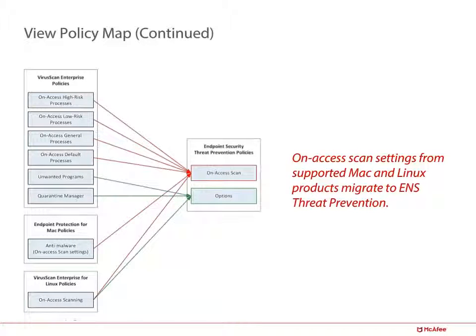More VirusScan policy mappings that you'll see. We have the high-risk, the low-risk, the general, the default processes, the unwanted programs, the quarantine manager. You'll also see the endpoint protection for Mac policies and VirusScan Enterprise for Linux, and where they actually migrate over into the endpoint security threat prevention policies.